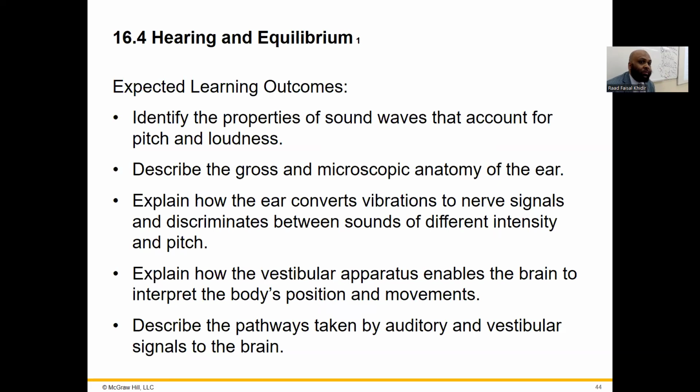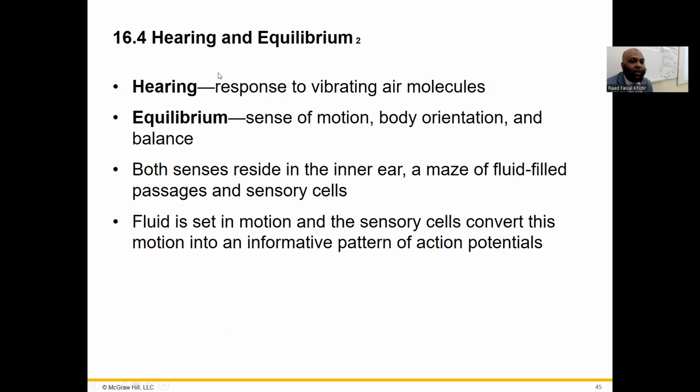Questions? Okay, so hearing is the response to vibrating air molecules. Is this chemical? Vibrating air molecules, that is not chemical. Is that electrical? That is mechanical. So that's a mechanical sensation.